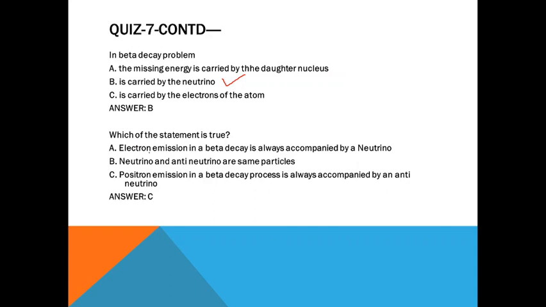Which of the statements is true? Electron emission in beta decay is always accompanied by a neutrino. Electron emission: neutrino and antineutrino are the same particle. Positron emission is always accompanied by, actually this was the doubt, this should not be antineutrino, this should be neutrino. So positron emission in a beta decay is always accompanied by a neutrino. My apologies, the mistake. The answer is none of them. I'll have to give a third option, or change the question options.